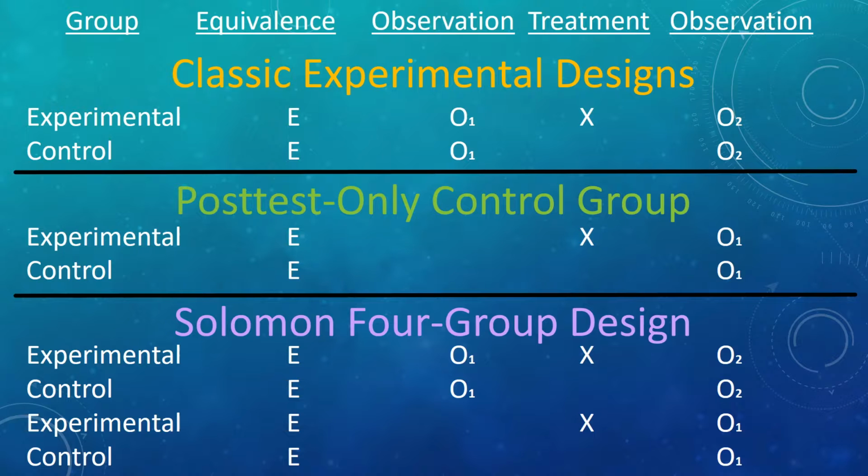Lastly, the Solomon four-group design is the purest of true experimental research designs. It combines the classic experimental design with the post-test only control group design. The Solomon design has 4 groups, the first 2 resembling a classic design and the last 2 resembling the post-test only control group design. After all the observation and treatments, the data can be analyzed.